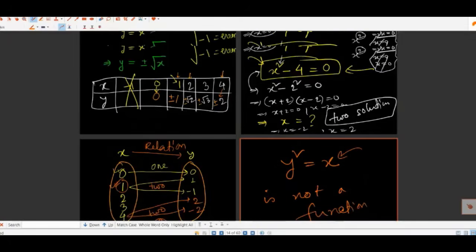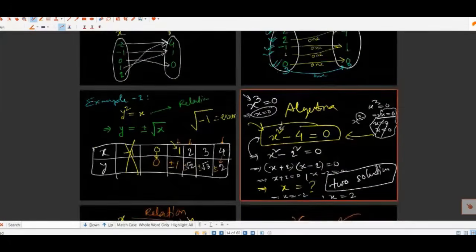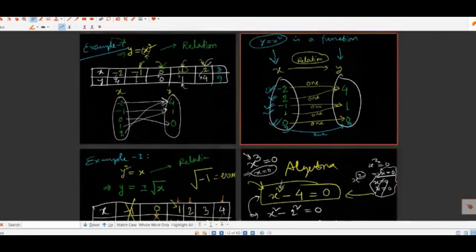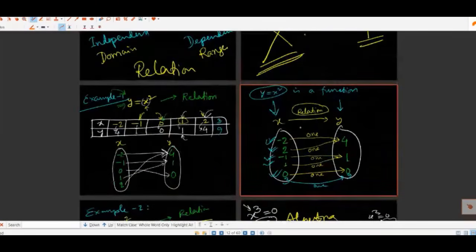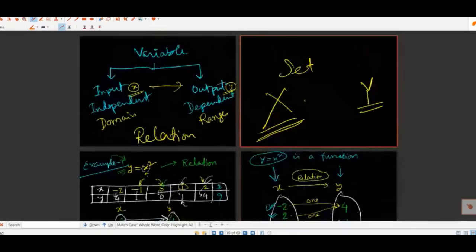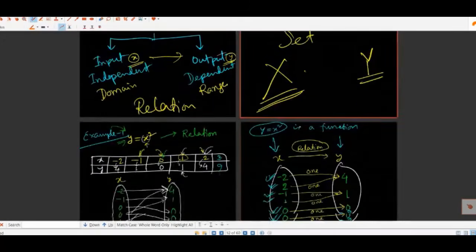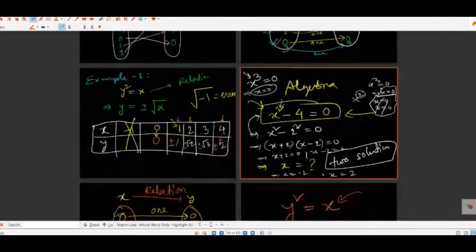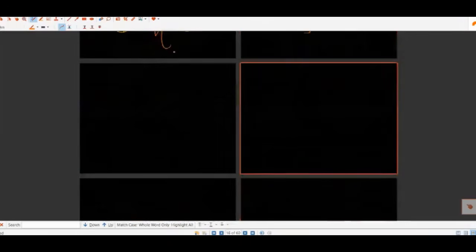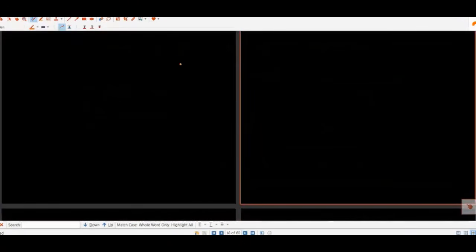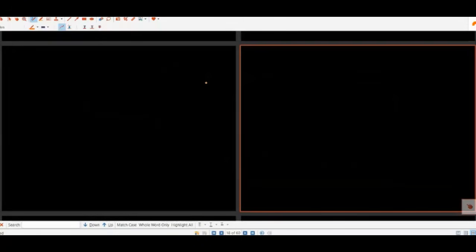So I hope you have understood what function is. Function is the basement of differential and integral calculus. That's why I have started from the very beginning. So now come to the classifications of function.